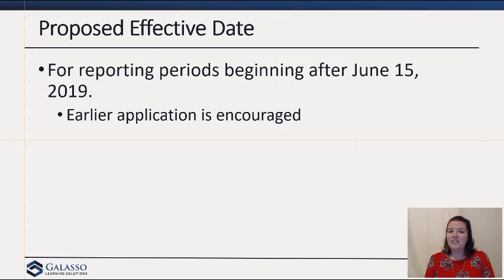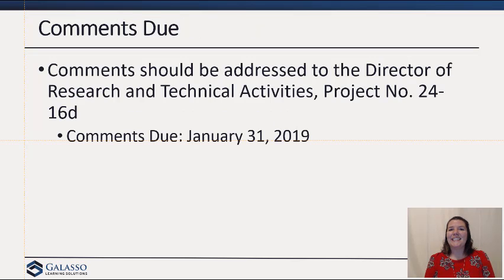The proposed effective date would be for periods beginning after June 15 of 2019. Again, this is GASB, so earlier implementation is always recommended. And as I said earlier, comments are going to be due January 31st of 2019, which is coming so fast. You should direct your questions to the Director of Research and Technical Activities and make sure you cite the right project number.